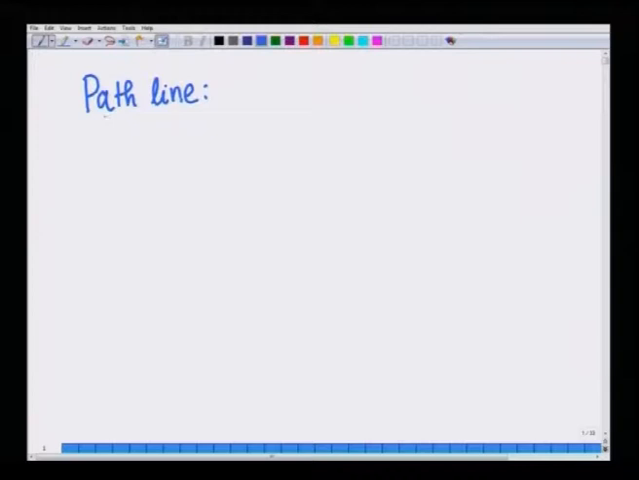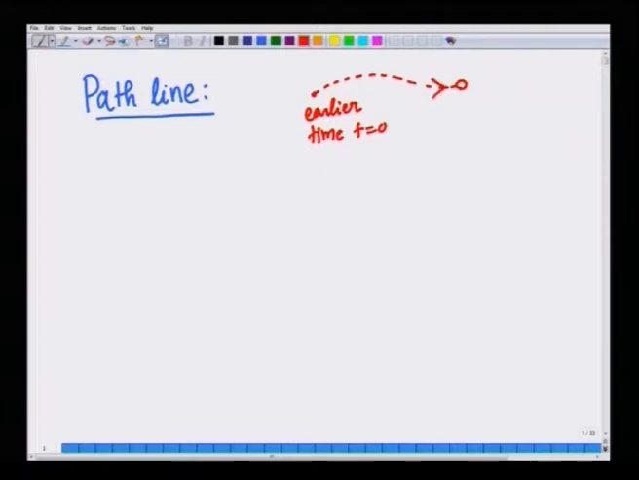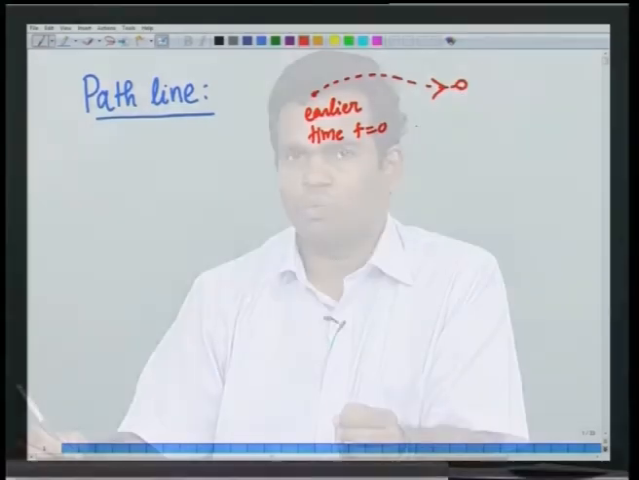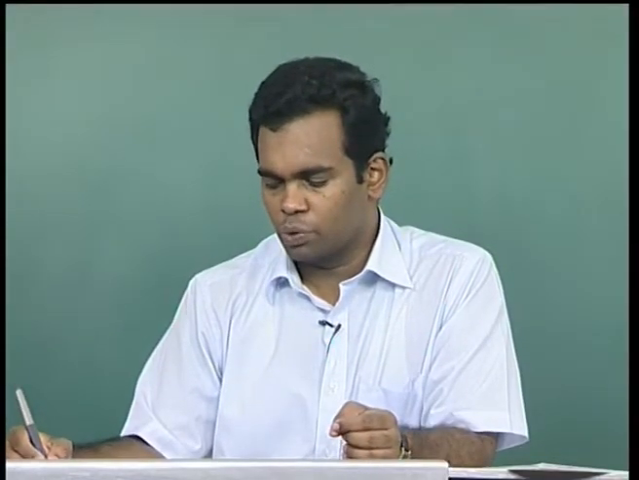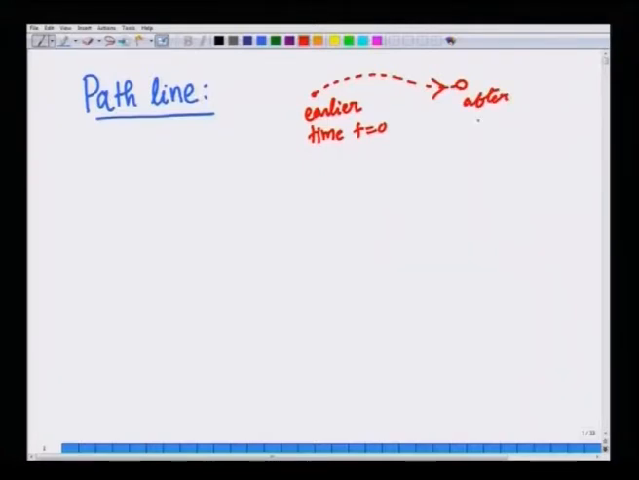A path line is essentially obtained by marking a point in fluid with a dye, and assuming that the dye does not diffuse within the time scales of interest to us, we can locate the trajectory of the dye as the fluid moves. This is an earlier time, t equals 0, and in general, because of fluid flow, this dye point, which essentially marks a fluid particle, may move to another position after a time t. So, this is a path line.